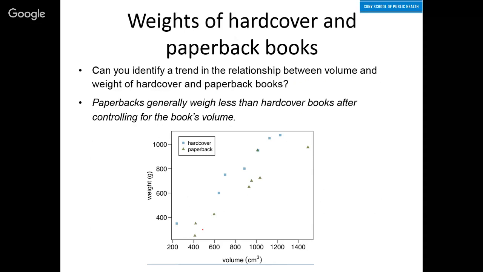So yeah, paperback is generally way less than a hardcover after controlling for the book's volume. They don't have this extra dense piece of cardboard on them.